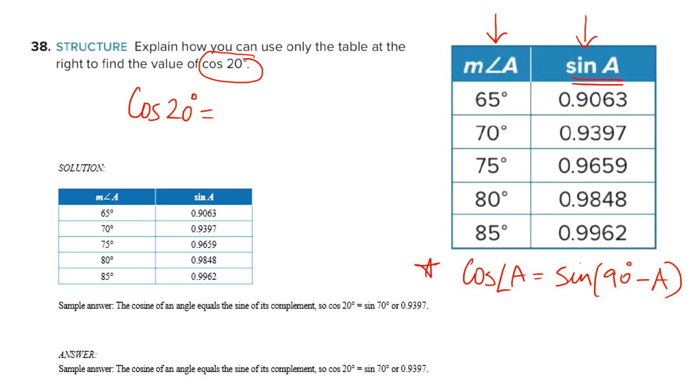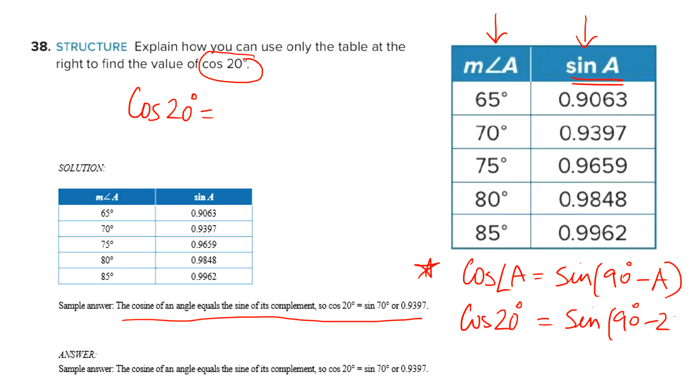This is the relationship, very important. I repeat, cosine of an angle equals the sine of its complement. So if I take cos 20 degree, this is what I need to find, and I put the value of the angle 20 here, then what do you get? Let's see. We get sine 90 minus 20. Complement means the sum of the two angles is 90. Okay, they are complement of each other. So this is sine 70 value. So if you want to use the table, you can use the table for the value of sine 70.